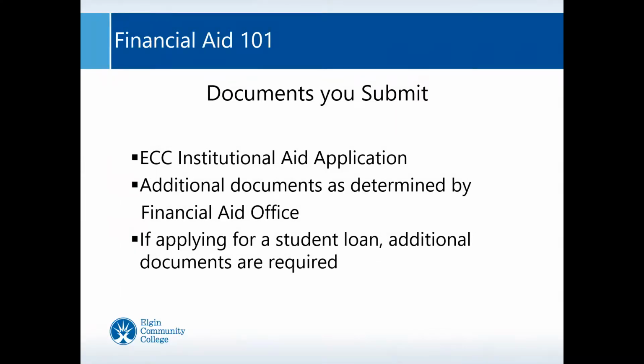So now let's review the documents that you will be required to submit that I've been discussing. One document that all students must complete is called the ECC Institutional Aid Application. You can submit this form with any other required forms to the financial aid office via email, by mail, or stop into our office.